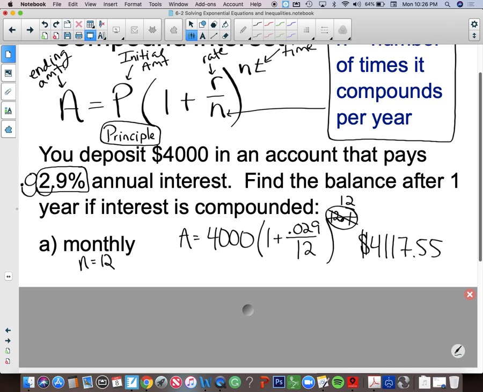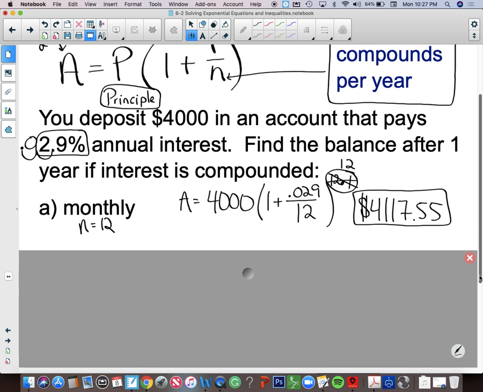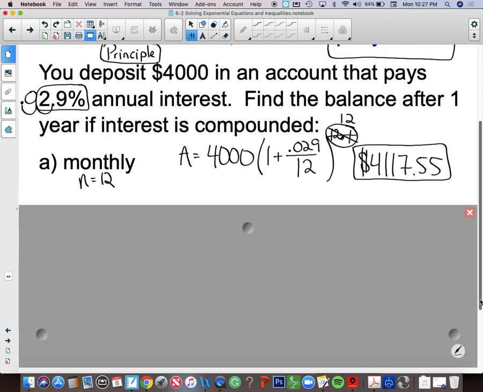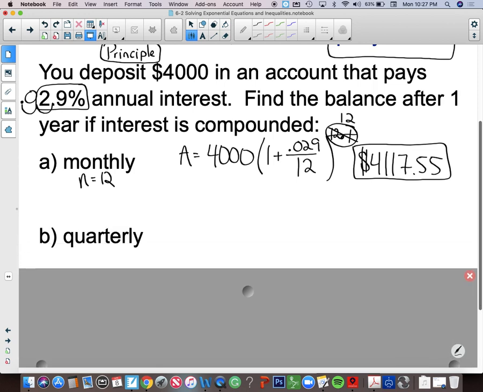If you did not get $4,117.55, then you should check around at your table to see if somebody else got it and ask them how they did. Figure out how we got 4117. Make sure you plugged it in your calculator correctly. And then we're going to try another value for n. So my money was sitting in there for a year, compounds once a month, and we made $117.55 on it. Not a bad deal for money sitting in there for a year.